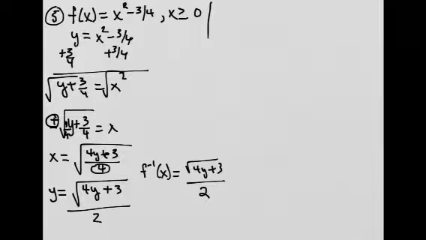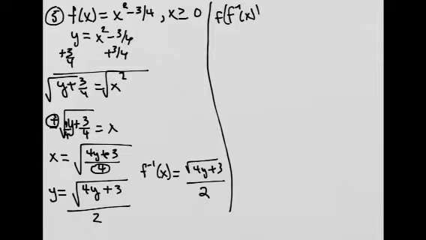So now we're going to confirm our answer, make sure that we're on the right track. So f of f inverse of x, start off with f of x, so that's x squared minus 3.